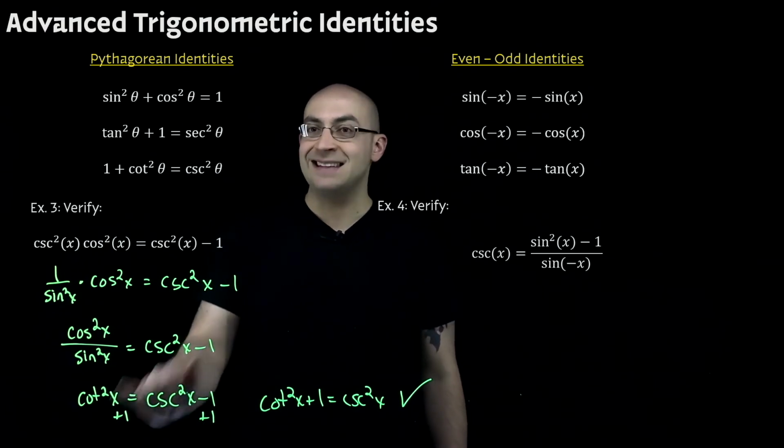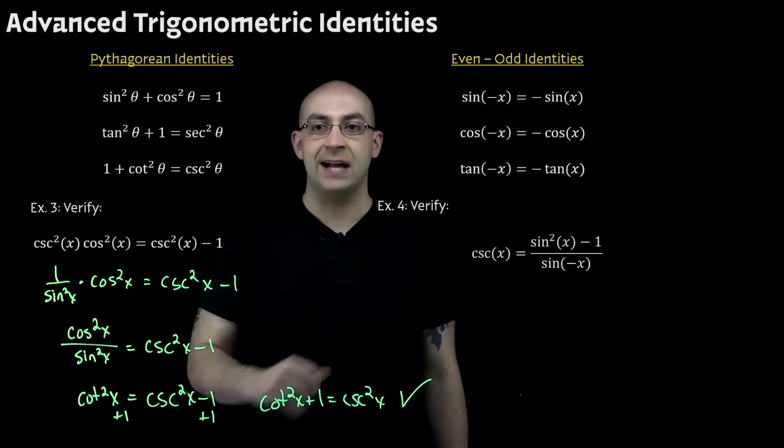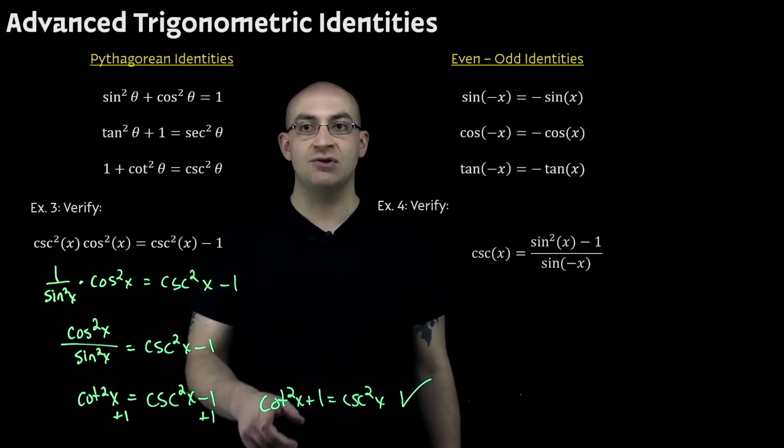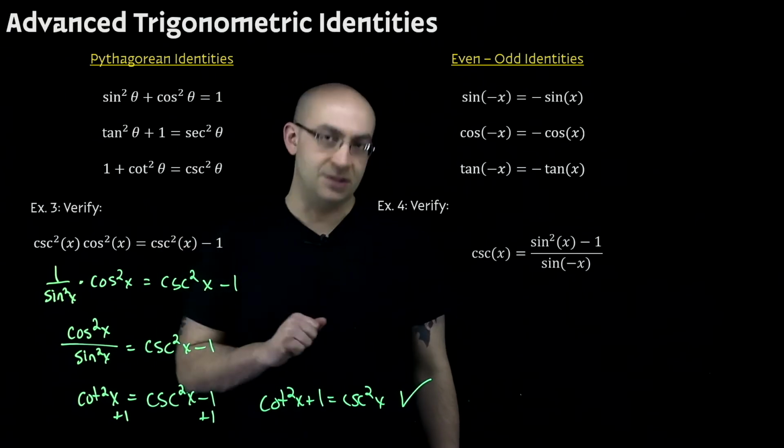Now, that's not actually the identity. 1 plus cotangent squared is the identity. So really what we just did was we added 1 to both sides, which proves the identity true. Cotangent squared x plus 1 equals cosecant squared x. Done deal there. Last one we'll do.